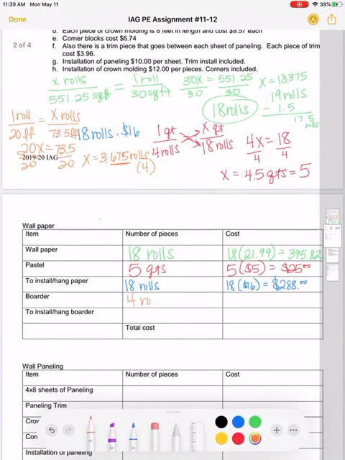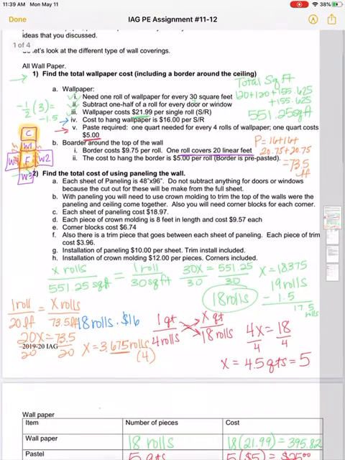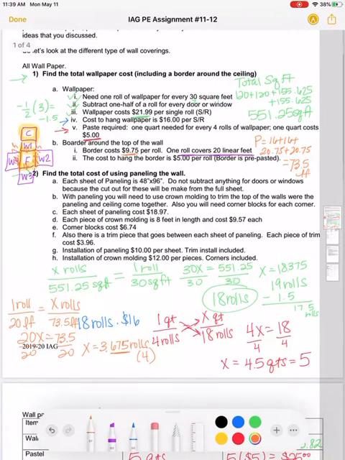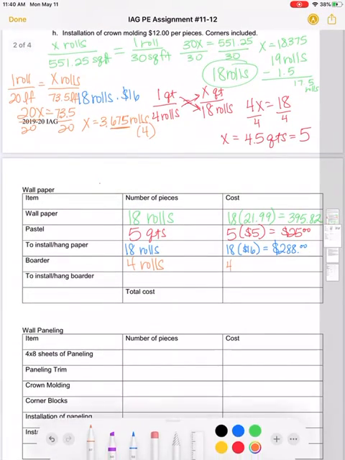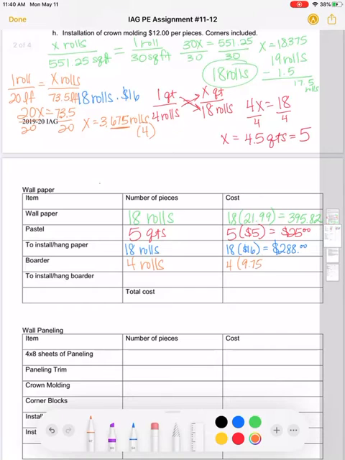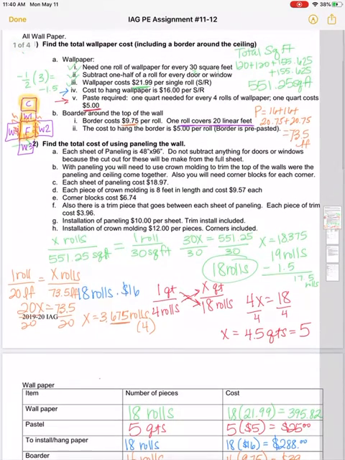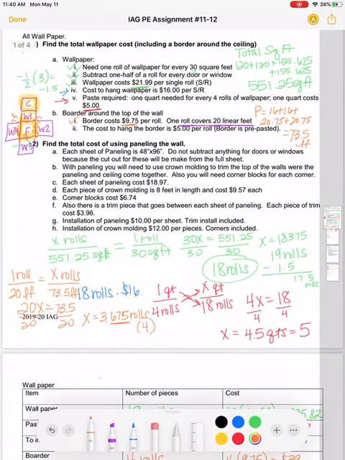I need 4 rolls. And if you come back up to the top, it tells you that a roll costs $9.75. So 4 rolls times $9.75. You get $39. And then it says to hang the border. Well, I didn't read that far, so let's go see. We figured out the cost. The cost to hang is $5 per roll.